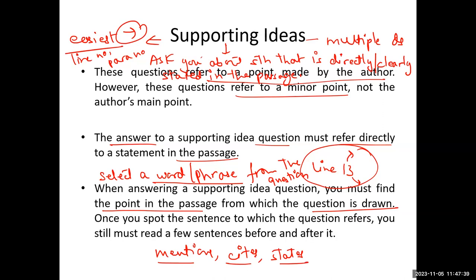The only way in which he can make it a little bit complicated is that instead of asking you what he mentions, he will add the word do not, does not. The passage does not mention which of the following. That is also very simple. Whichever is mentioned, eliminate them. Whichever is not mentioned is the answer. So by introducing the word not, they try to make it a little bit complex. Otherwise, supporting idea questions are the easiest questions that you will come across. Now let's see how it works.